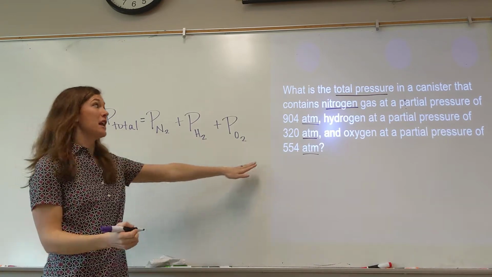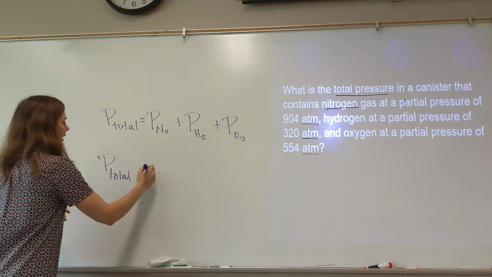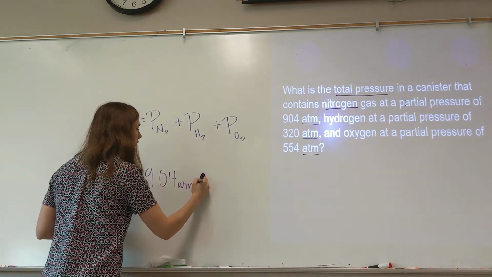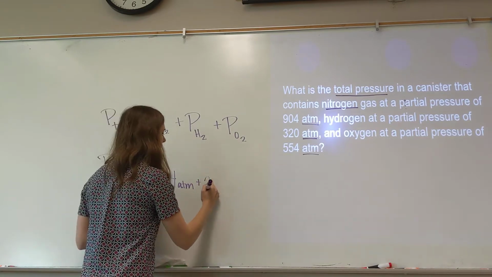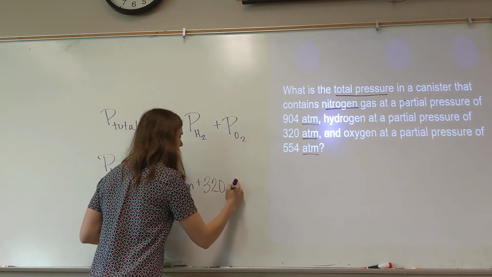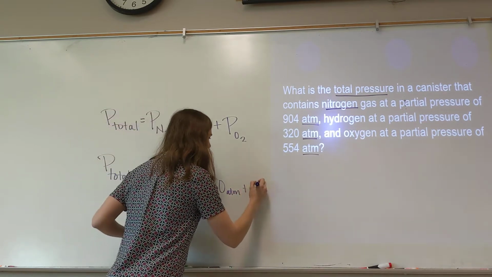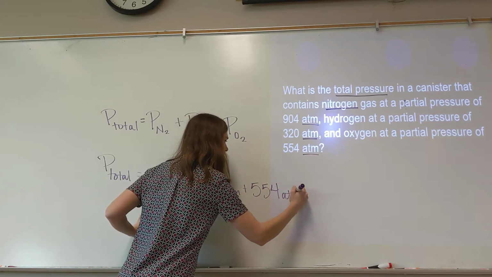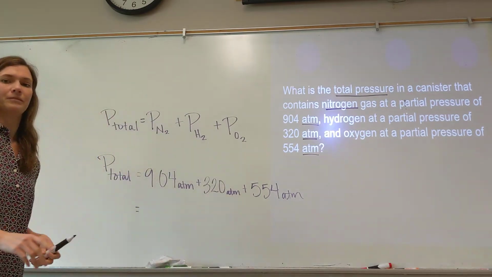And now it gave me each one of these. I can go ahead and plug them in. So I'm going to have 904 ATM. Make sure you keep your units throughout. P H2 is 320 plus 554. Add those all together.